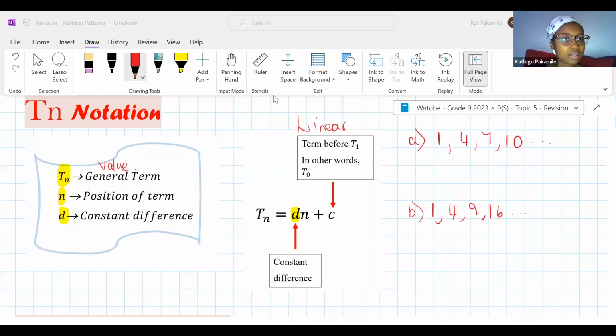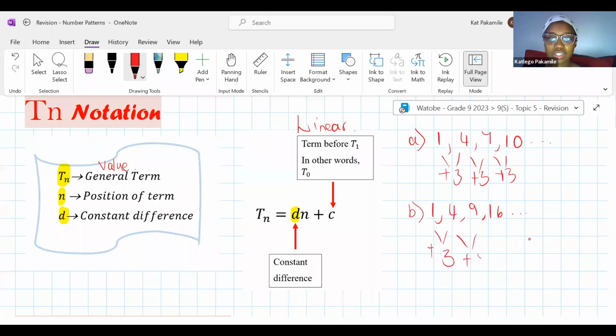A is linear. When you add or subtract the same number, that is a linear number pattern, and therefore A is linear because we keep adding 3, adding 3, adding 3. These are square numbers. So you add 3, and then you add 5, and then you add 7. That is not constant. Constant means you remain the same.